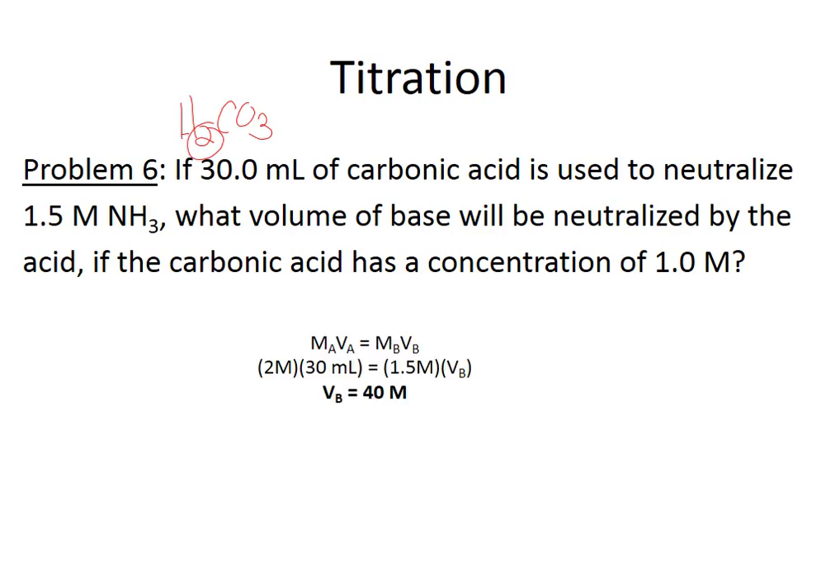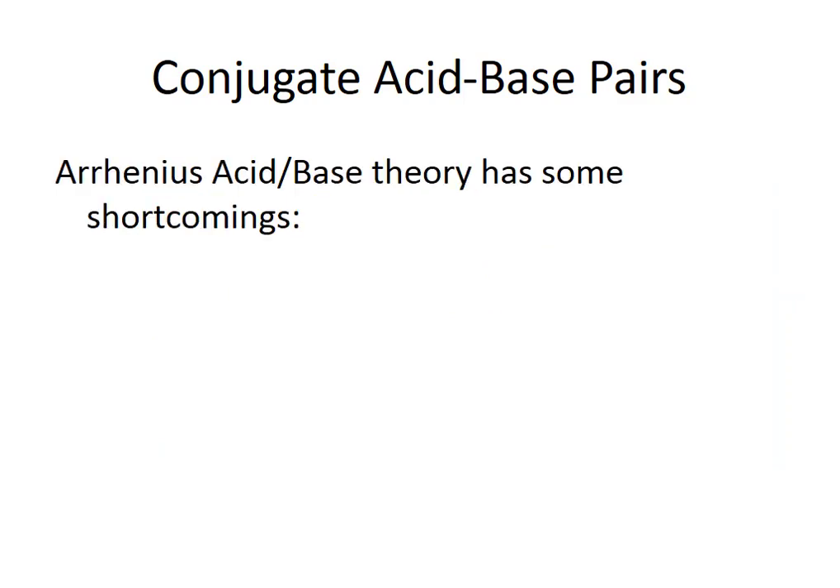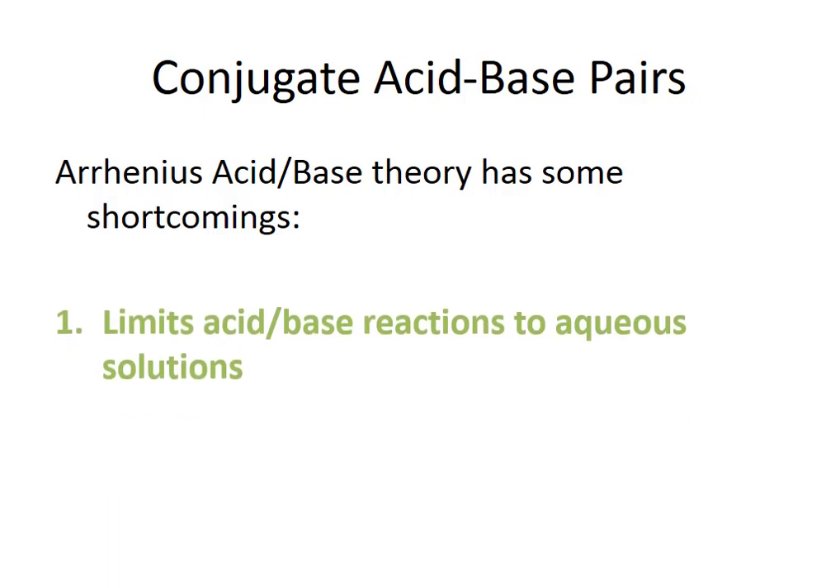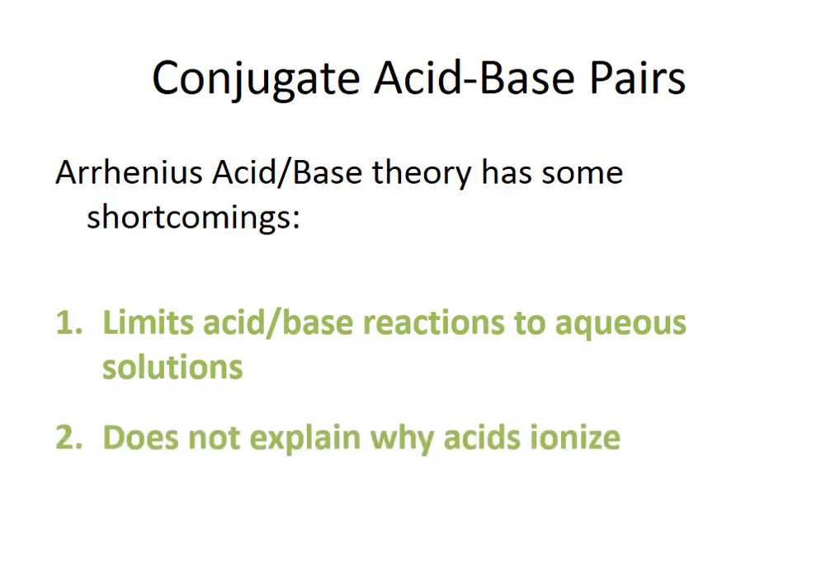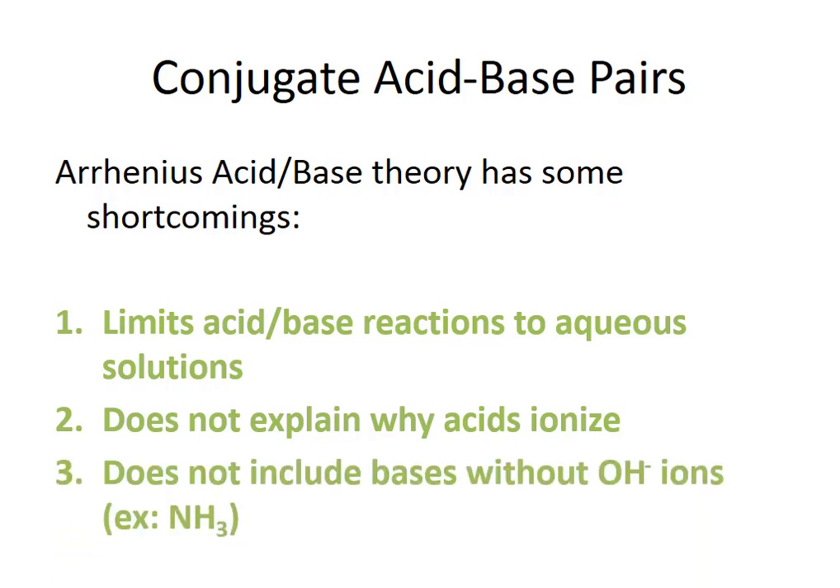Again, in another one, you're going to use the same setup over and over again. It'll get repetitive. So we talked about Arrhenius bases and Arrhenius acids. Remember, an Arrhenius acid is an H plus donor. Bases are OH donors. The shortcoming, or why we don't like that definition, is that it limits acids and bases to aqueous solutions only. So you have to dissociate in order to be defined as an Arrhenius acid or base. Another problem is it doesn't explain why acids ionize. Why is it actually being dissociated and what's happening to it? Last, it does not include bases without an OH ion, like our example of NH3.